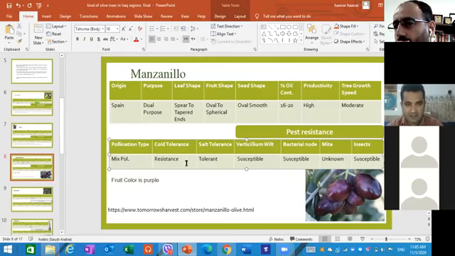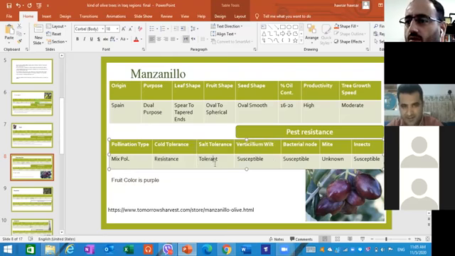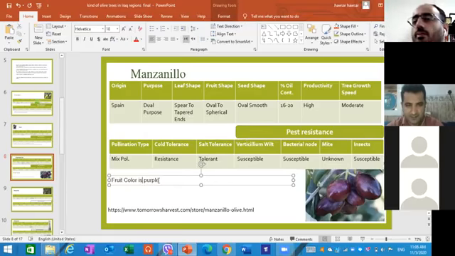And about cold tolerance, it is resistant, and it is also salt tolerant. Verticillium wilt is susceptible, and bacterial knot is susceptible also, and insects are also the same. But about mite, I didn't find information about it. And the color is purple.